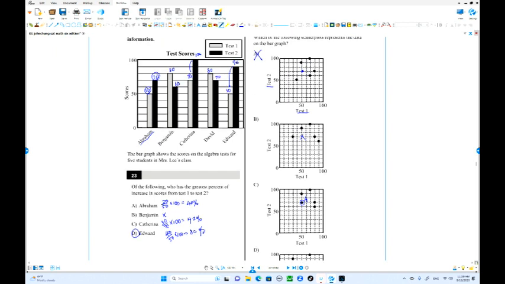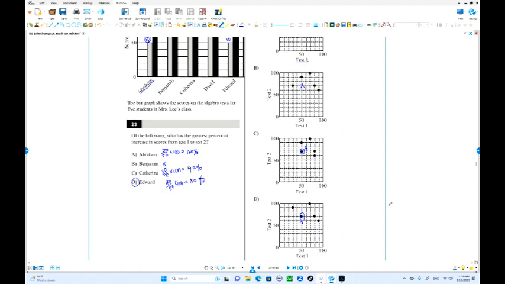Benjamin is 82, 60, isn't it? Test 1 is 80, test 2 is 60. So here we have only two choices, C and D. 80, 60, where is it? We have one over here. This is 80, 60. No 80, 60 here. This is 80, 70. So this is the answer. You can check out all the others.